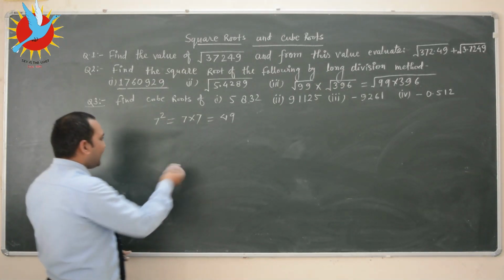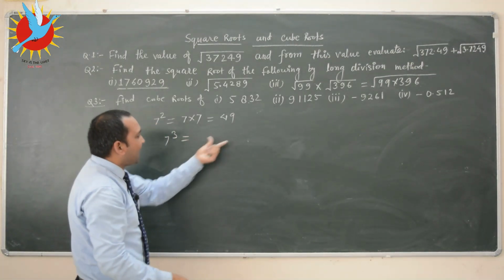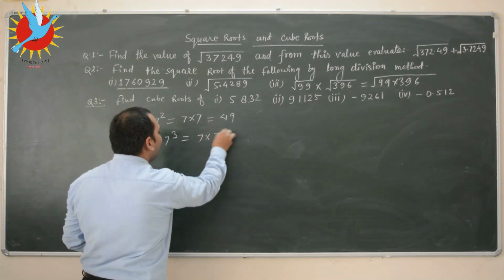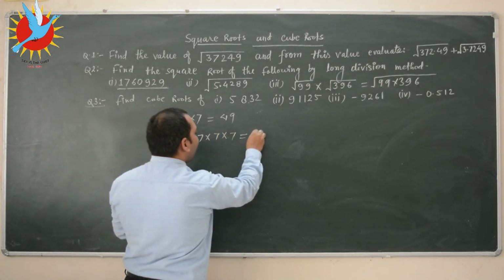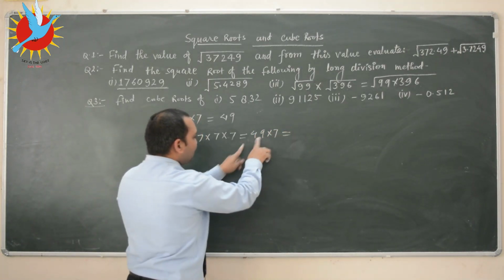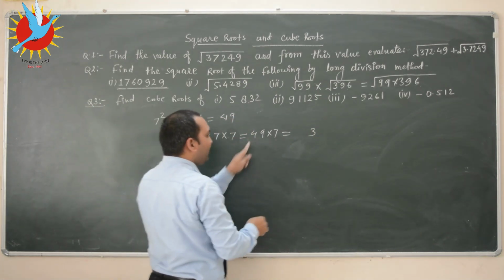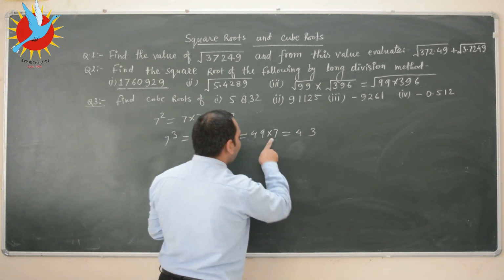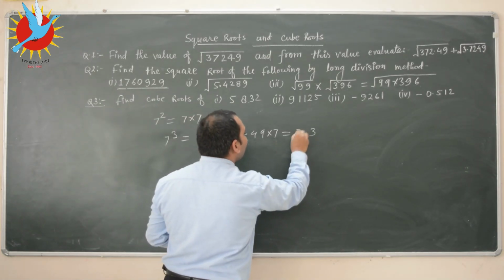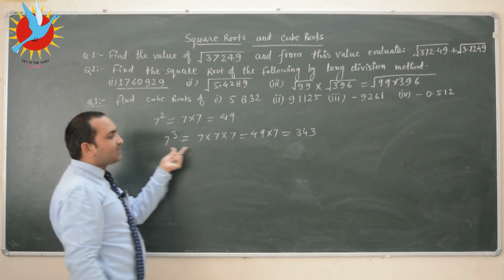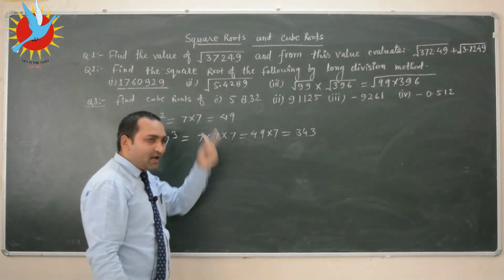Similarly, 7 cube means 7 itself multiplied 3 times, 7 into 7 into 7. So 7 7s are 49, into 7, and once again multiplied by 7. 7 9s are 63, and 7 4s are 28, and 6 is 34. So the cube of 7 is 343, and the square of 7 is 49.